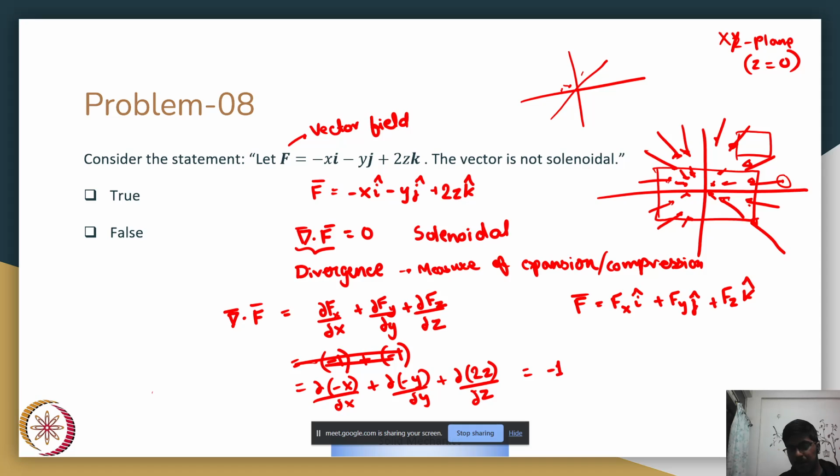So we end up with -1 plus -1 plus 2, which is nothing but 0. So grad dot f is 0. Therefore, this vector field is solenoidal. So the statement becomes false. Okay.